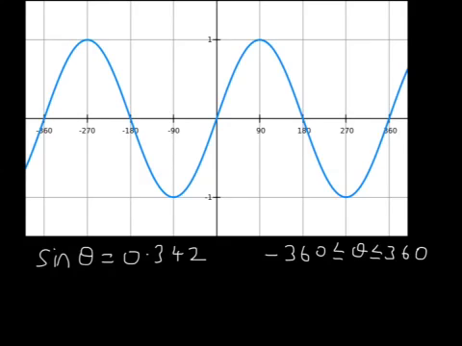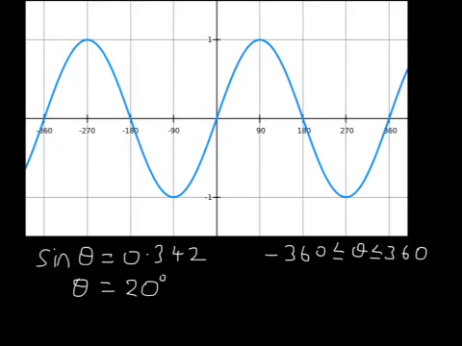Now here we've got a trig equation, where it says sine theta is 0.342, and we know that theta is an angle between minus 360 and 360. So to solve these equations we need to use the graph of y equals sine x. So sine theta is 0.342. The first step is to use your calculator and do inverse sine of 0.342, and you get 20 degrees.